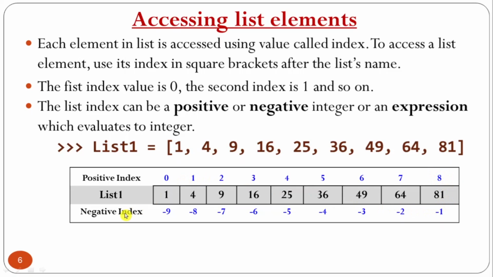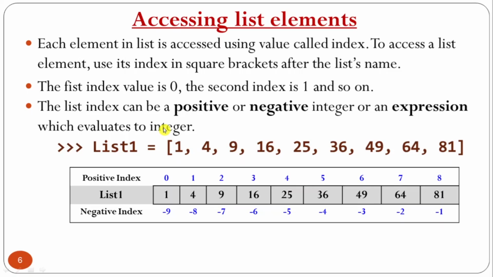The list also has a negative index which starts from the rightmost element. That is, the last element 81 will have a negative index -1 and the previous element will have an index -2, -3, -4, and it ranges up to minus size of the list. This list has 9 elements, so the first element will have a negative index -9. The list index can be a positive or a negative integer, or we can use an expression which evaluates to an integer. I will explain this using an example in the next slide.